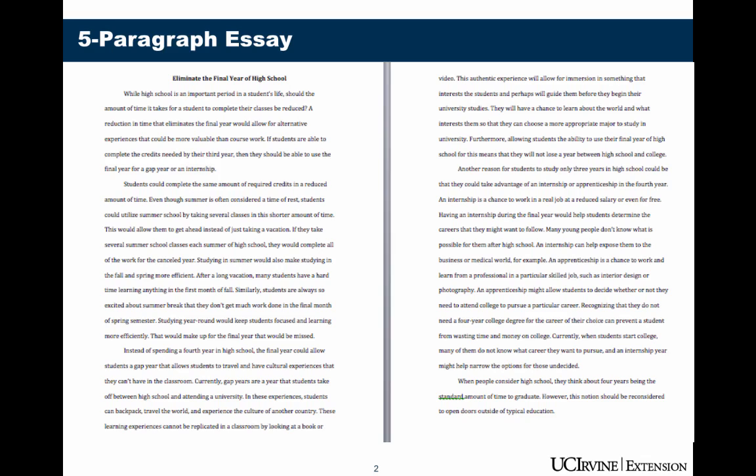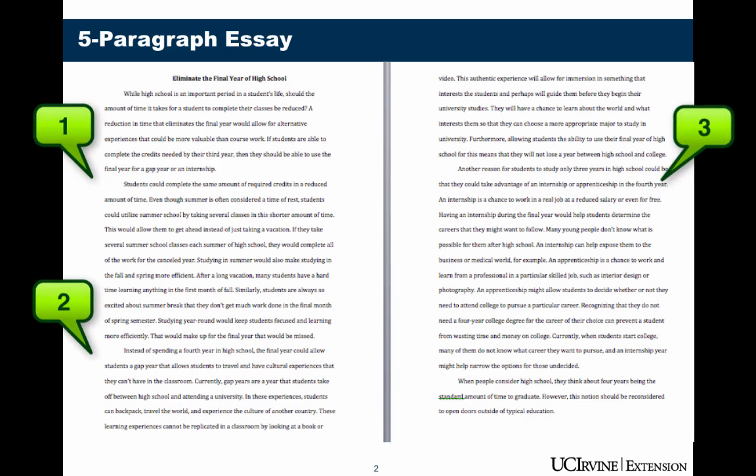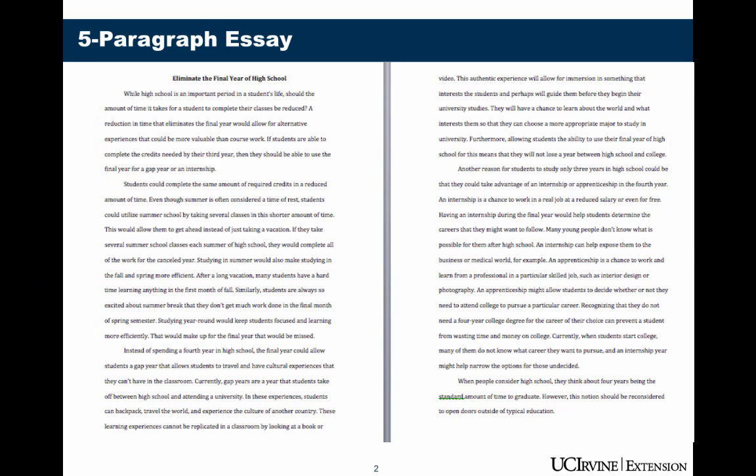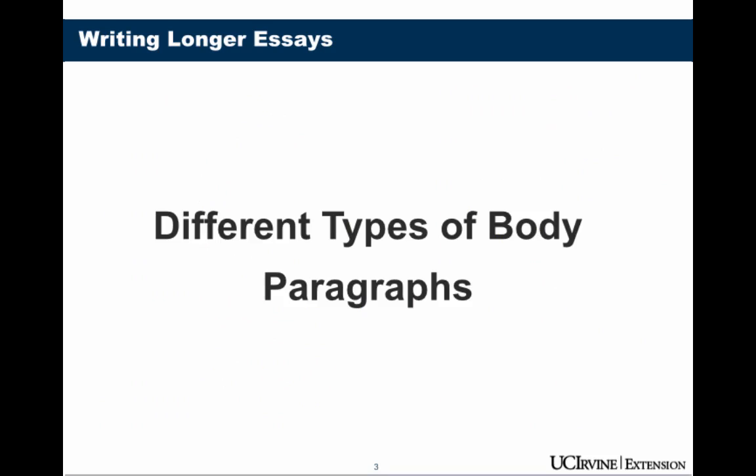This was an example of an argument essay, and it had 5 paragraphs with 3 body paragraphs. Because it was an argument essay, each body paragraph was a reason that supported the thesis. Let's look at how we could make this a longer essay. To make this a longer essay, we're going to need to use different types of body paragraphs.